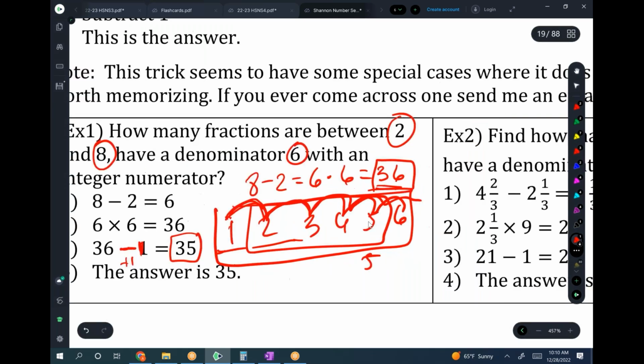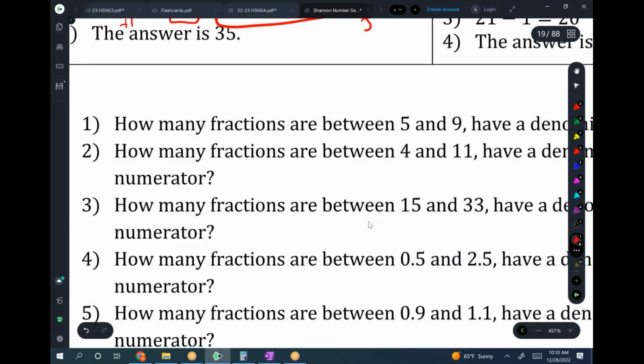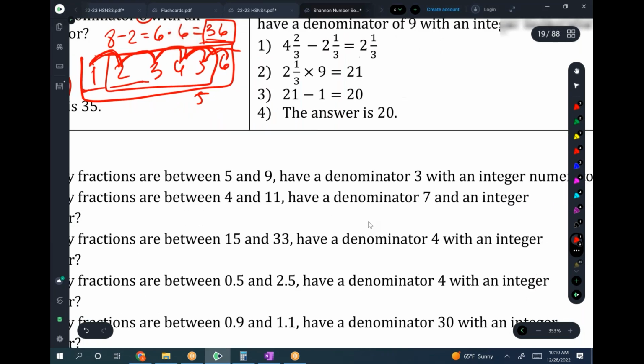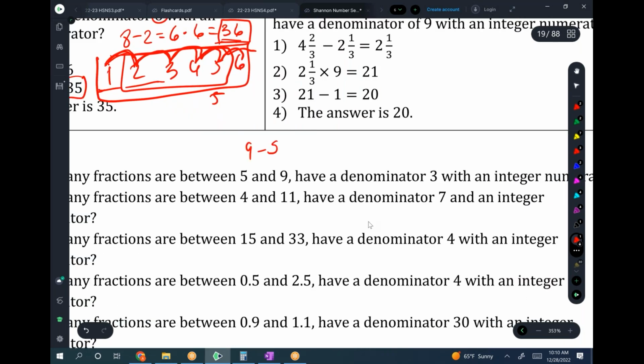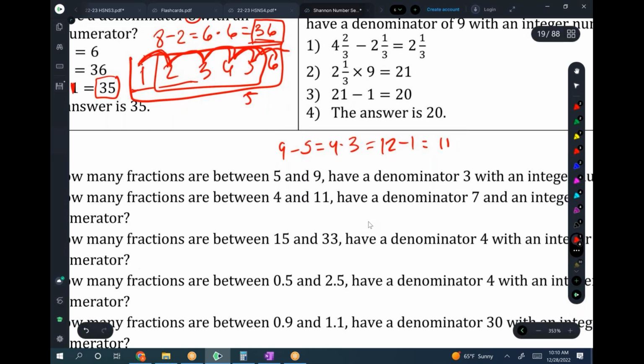All right, let me do this again. Let's do this with an easy one first. How many fractions between 5 and 9 have a denominator of 3 with an integer numerator? Well, you do 9 minus 5 is 4, times the denominator 3, and you get 12. Don't forget, you subtract 1, so it's 11. Pretty simple.